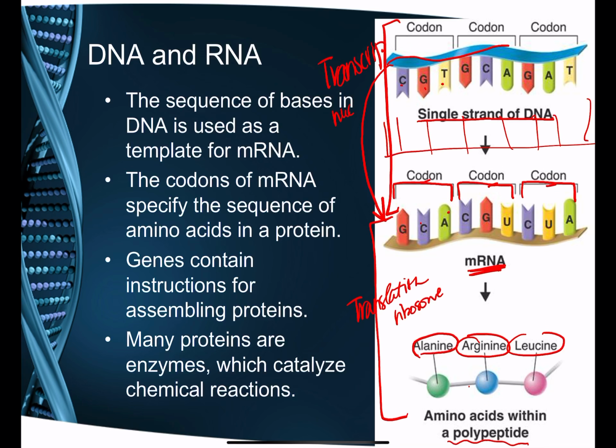Okay? So, just to reiterate here, the sequence of bases in DNA is used as a template for mRNA. The codons of the mRNA specify the amino acids. And then the genes, which are segments of the DNA, contain the instructions for the proteins. And many proteins are enzymes, such as these polymerases that we've been talking about. And they are helpful in chemical reactions.